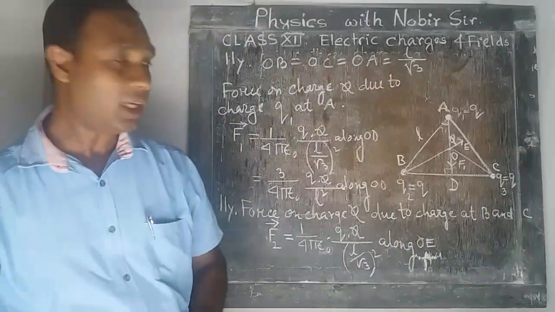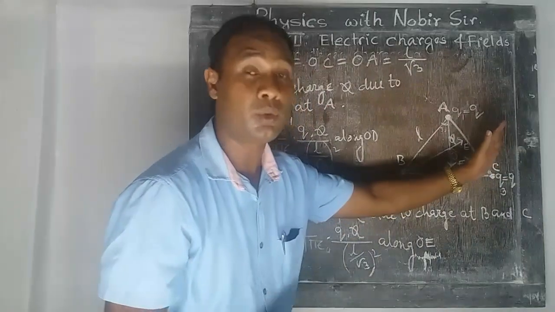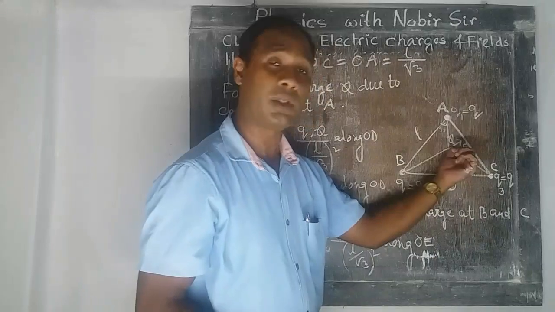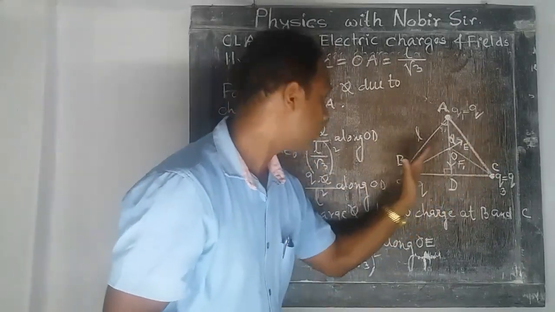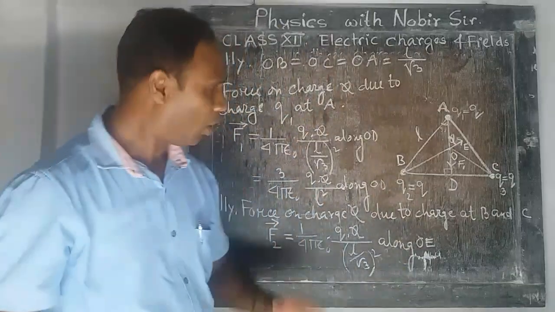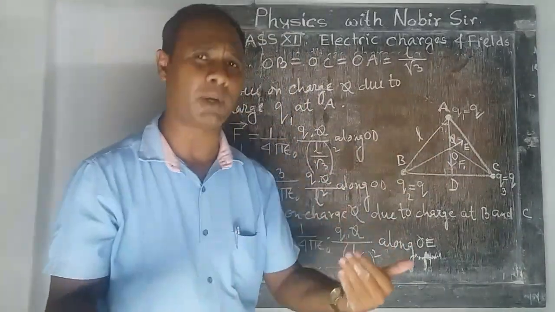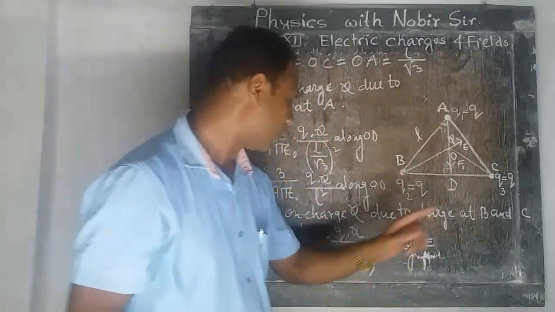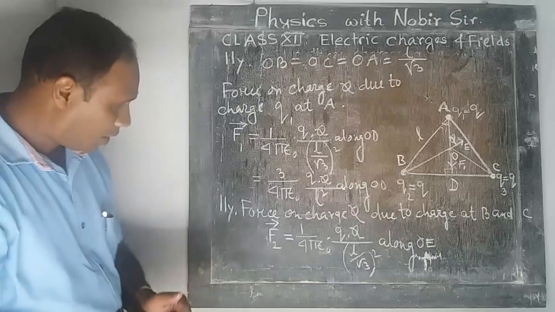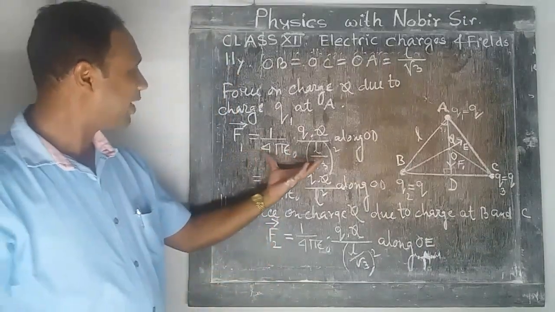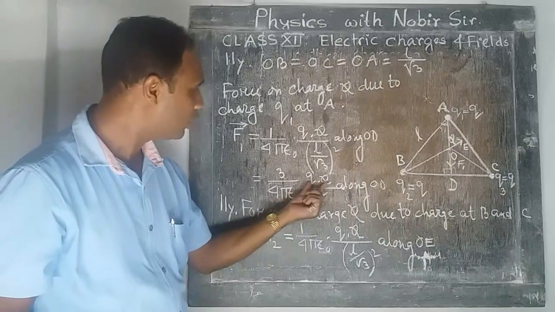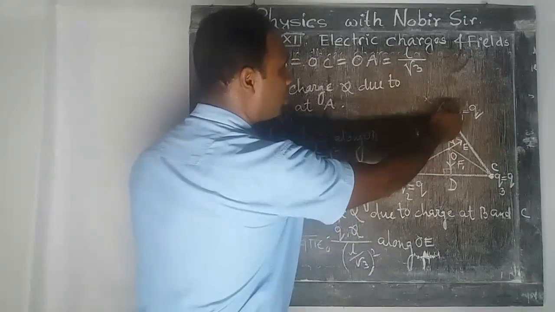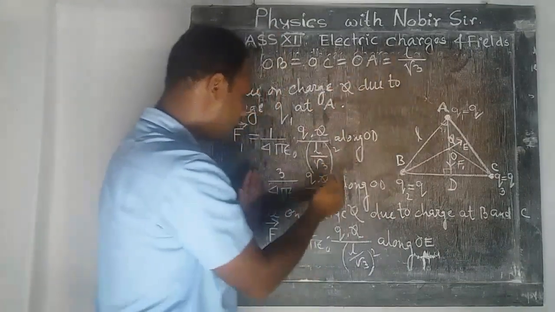Okay, because it will push due to the repulsion. Why is it repulsion? Because this is a positive charge and this one is also a positive charge, so it will be pushed along this direction OE, or we can also call it BO. Another important thing: F1's magnitude is 3 by 4 pi epsilon naught Q by L square along OD. This indicates the magnitude of the force F1, the force on the charge Q due to the charge at A.